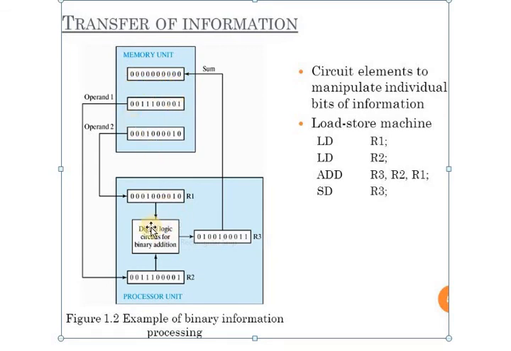Now we will see what the processor unit is. The processor unit is composed of various registers. See here, R1 is one register, R2 is another register, and R3 is another register. What is the use of the processor unit? It is composed of various registers R1, R2 and R3 that store operands upon which the operations are performed. Digital logic circuits perform addition: register R1 has some content, register R2 has some content, that is binary information. We perform the addition, that is the sum, and store it in R3.